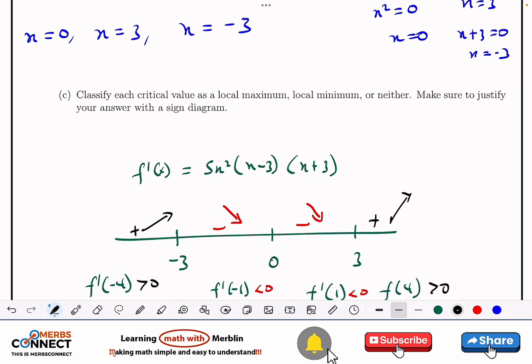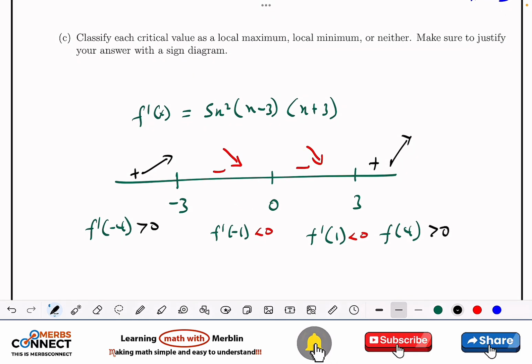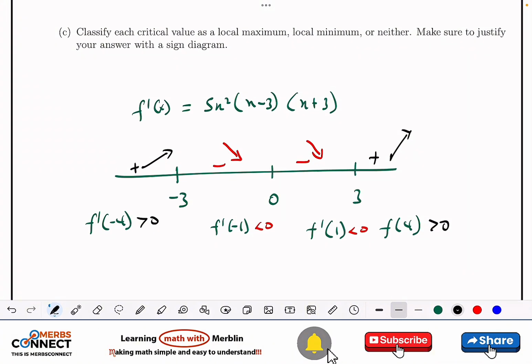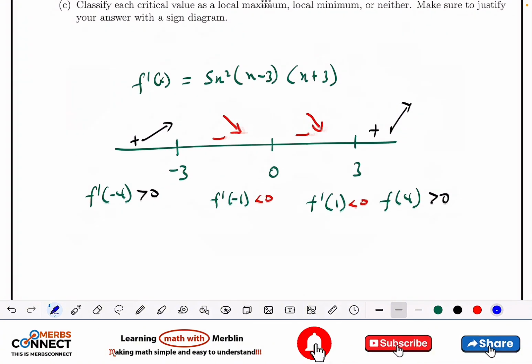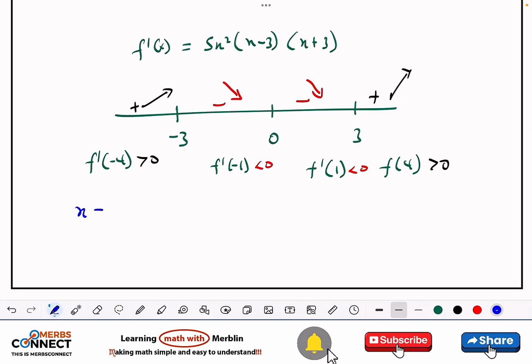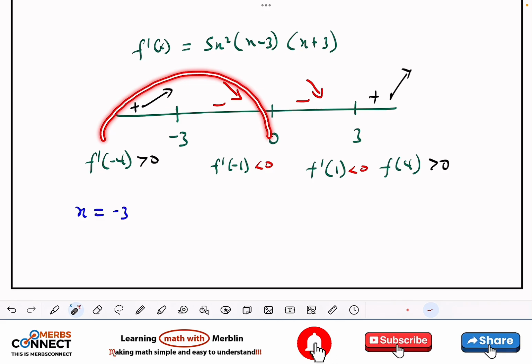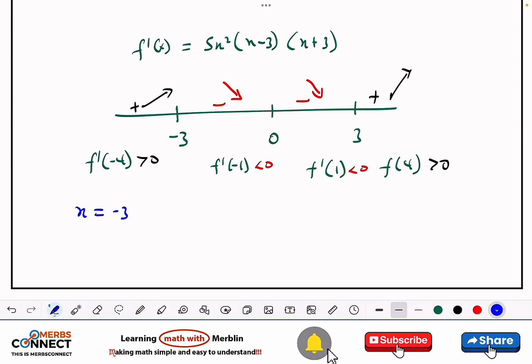So let's see what is happening at x equal to negative 3, 0, and 3. So x is equal to minus 3 is kind of like this. Right here it is positive, negative, so local maximum. So this implies local maximum.